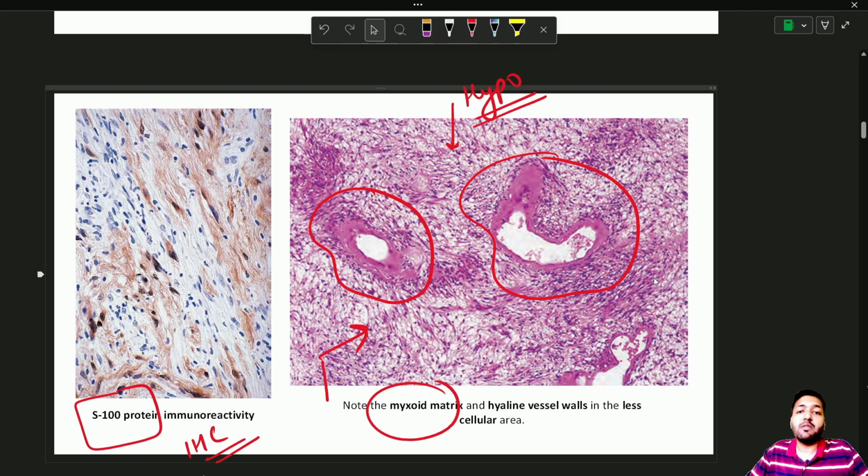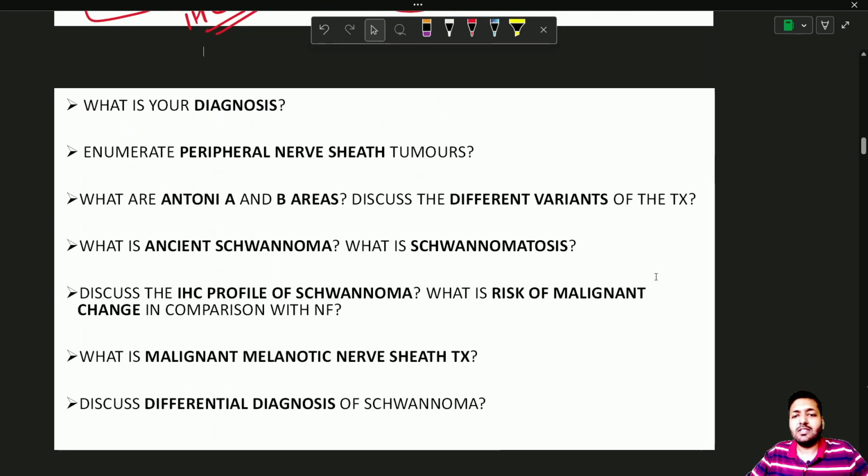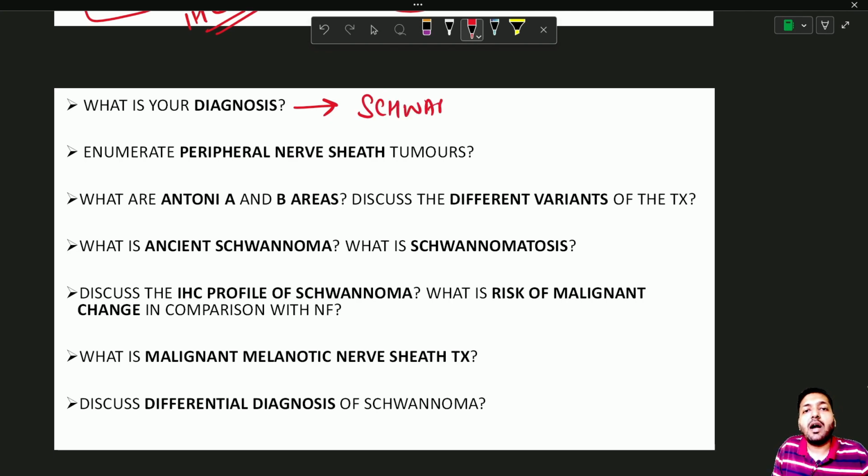So what is your provisional diagnosis? Please do write down in the comment section. Yes, what is your provisional diagnosis? Fast. Yes, so the provisional diagnosis is that of a schwannoma.